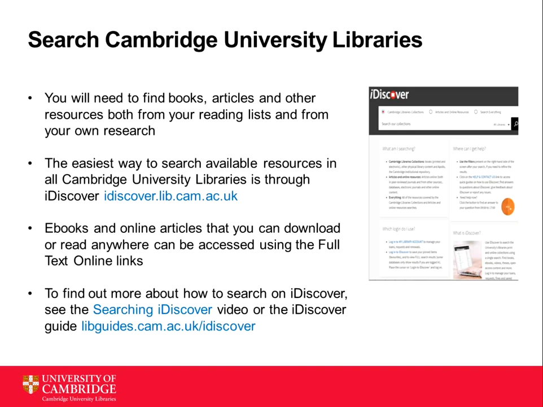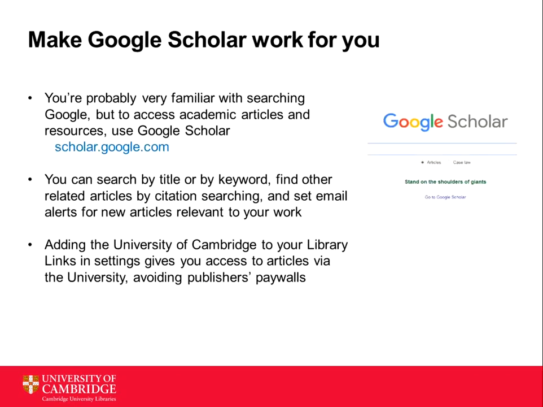Some items may have restricted access, in which case you will need to contact the Engineering Library to see if access is available. iDiscover only searches items that we have access to via the University of Cambridge, so if it isn't in iDiscover, this doesn't mean it doesn't exist, just that we might not have university access to it. To find out more about the practicalities of how to search for online books and journals, articles in iDiscover, see the Search in iDiscover video or information on the iDiscover guide, which can be accessed at libguides.cam.ac.uk/iDiscover.